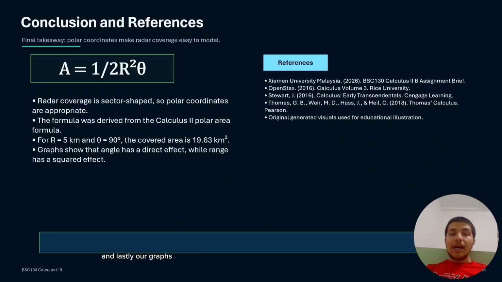And lastly, our graphs prove that changing the angle has a direct linear effect on the area, but changing the range, however, has a much stronger effect on the total coverage.